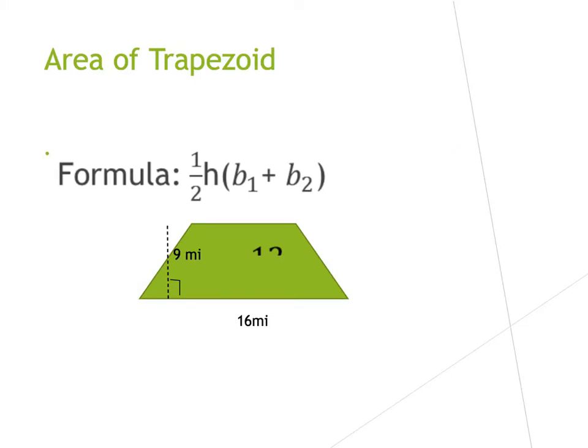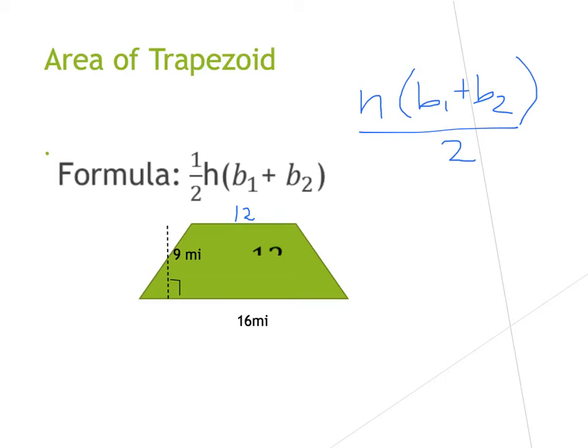Okay, so I'm going to rewrite this as height times base 1 plus base 2 divided by 2, because that's just easier to me. And you can't see the 12, but the 12 is supposed to be up here. For some reason, it's not showing up.